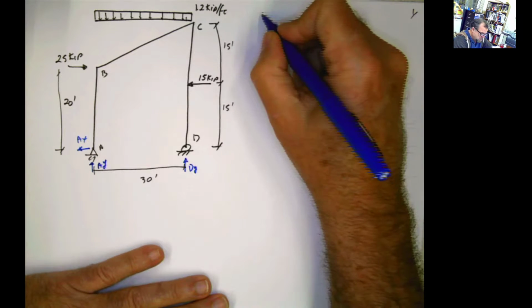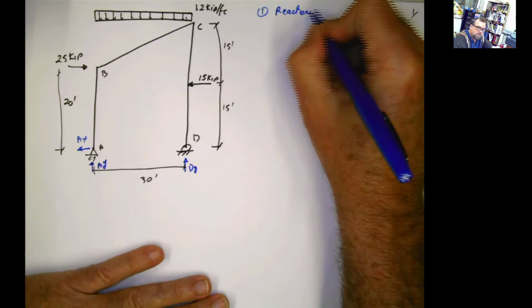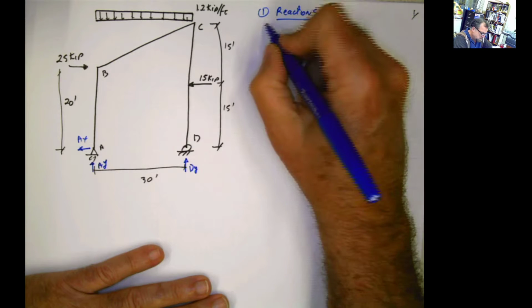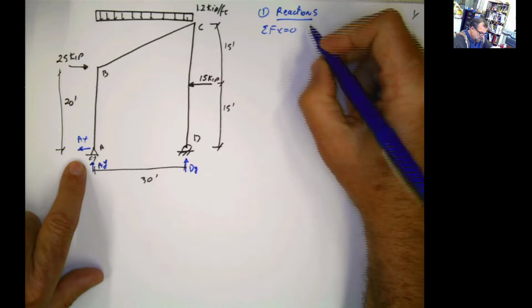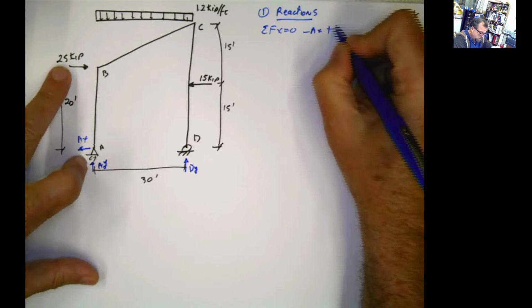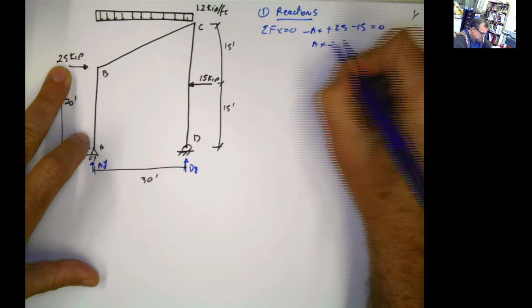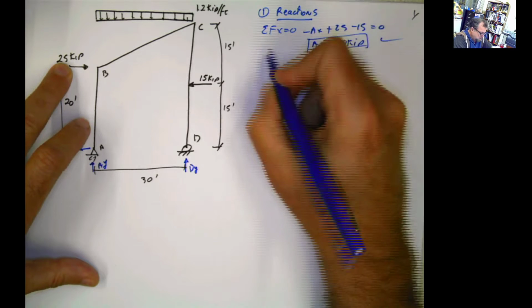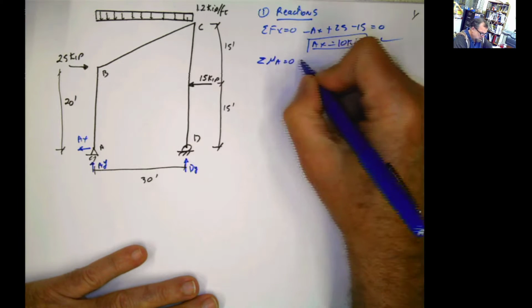Okay, first calculation of reactions. Summation of forces in X equals 0. Then you have negative AX plus 25 minus 15 equals 0. AX equals 10 kip. Done. Bam. Summation of forces in Y, no. Summation of moments at A equals 0.